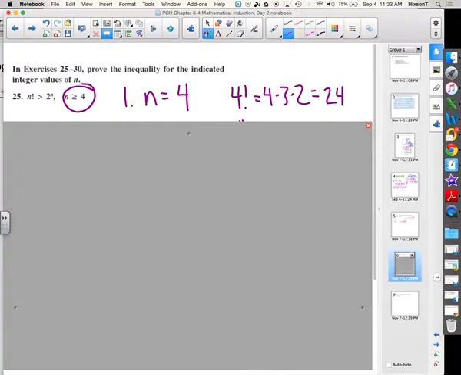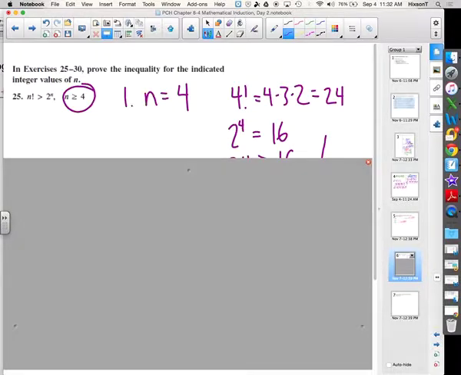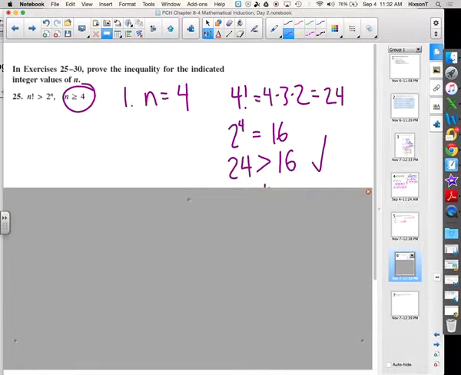Alright? How many of you caught that? And did it like that? Alright? A few of you. Good. So, 4 factorial is 24. 2 to the 4th power is 16. And 24 is greater than 16. So it works for n equals 4. Okay?